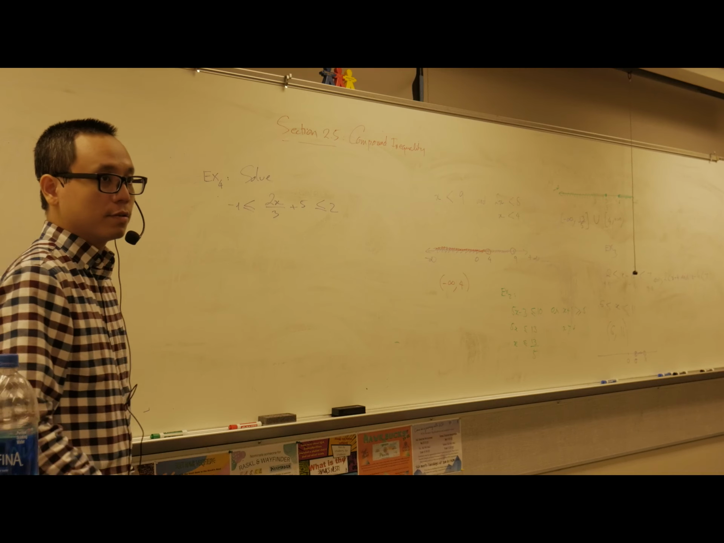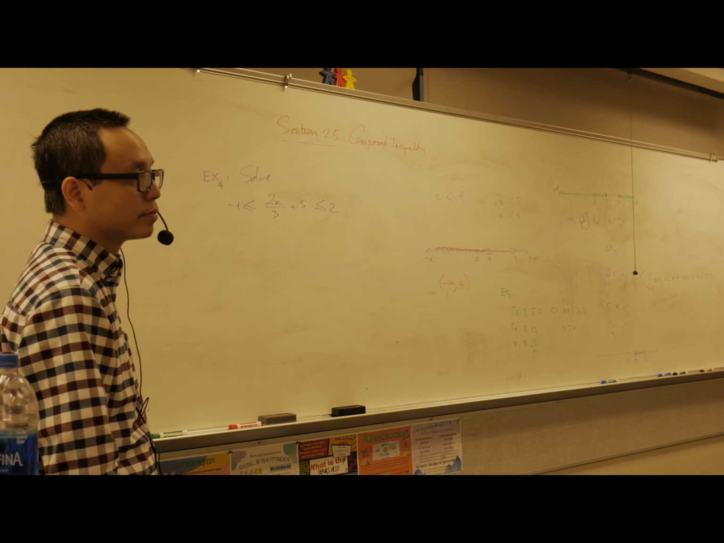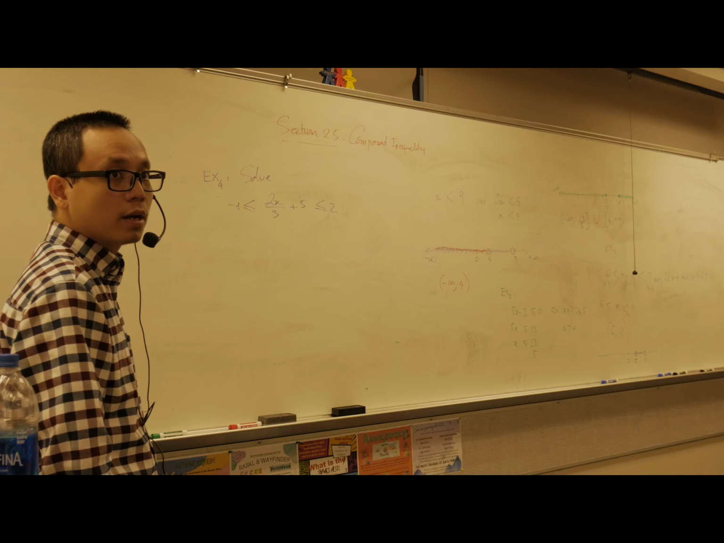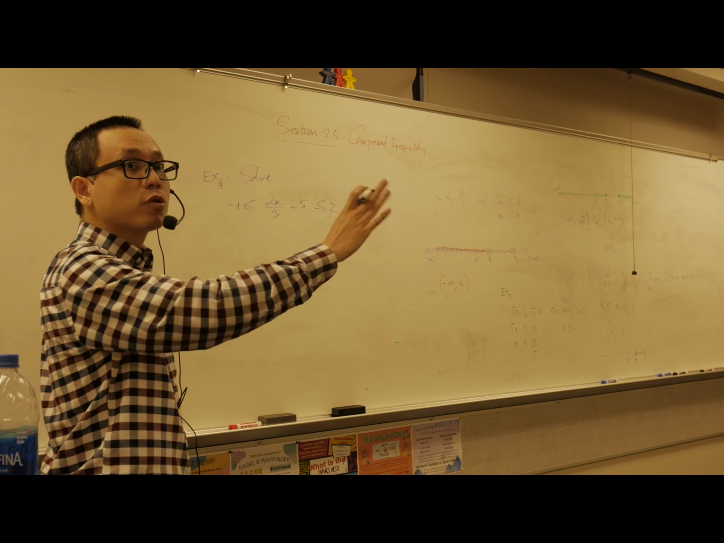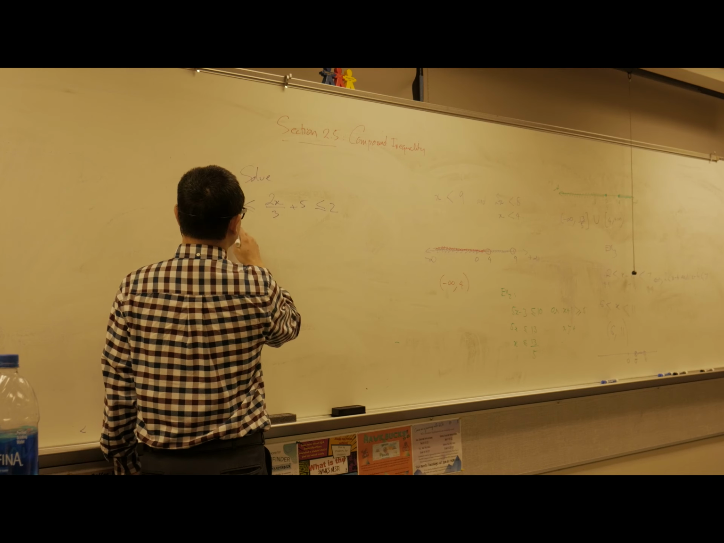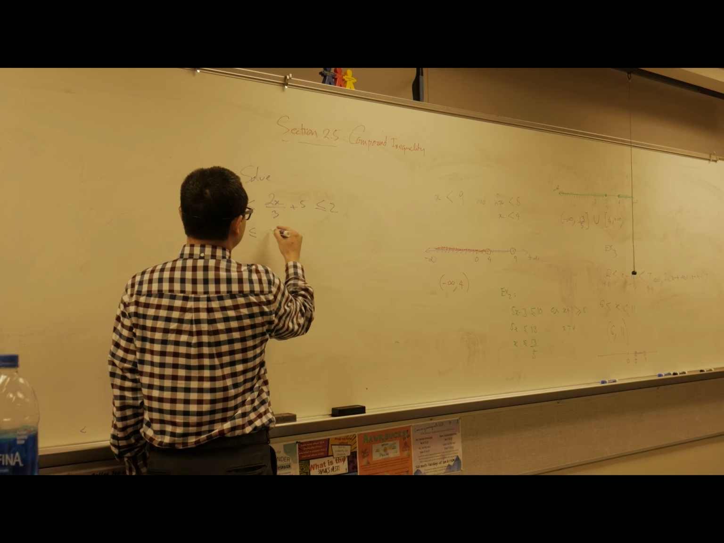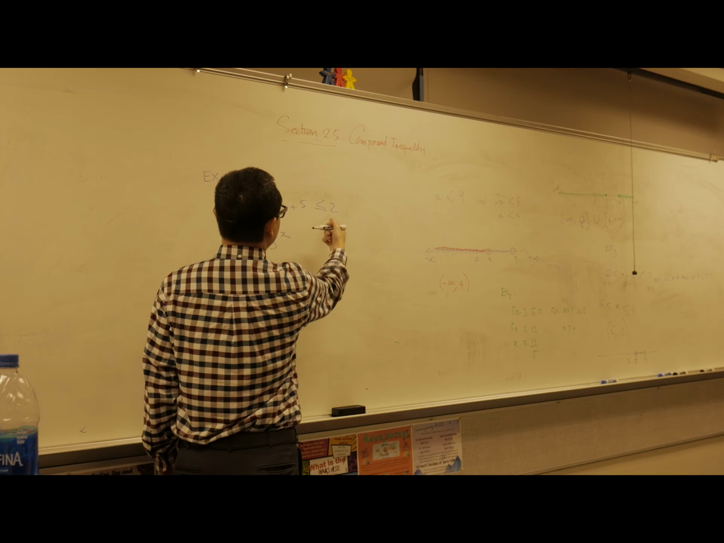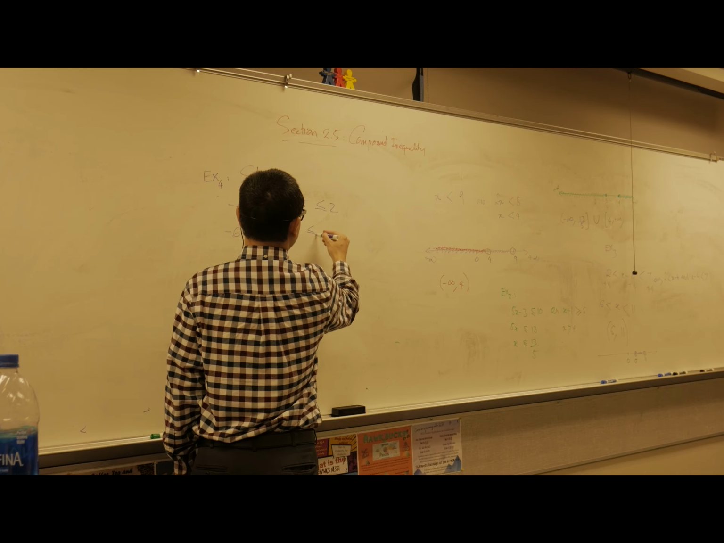What do you think? What should we do? Subtract by 5. Subtract all 3 sides by 5. So subtract by 5, gone. Subtract by 5 gives you -6 less than or equal to 2/3 x. Subtract by 5 here gives you -3.